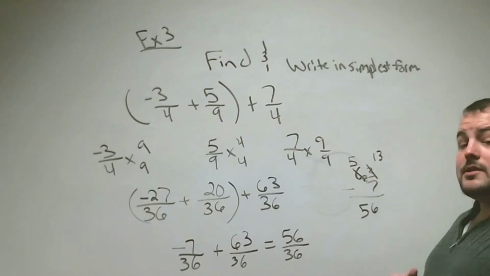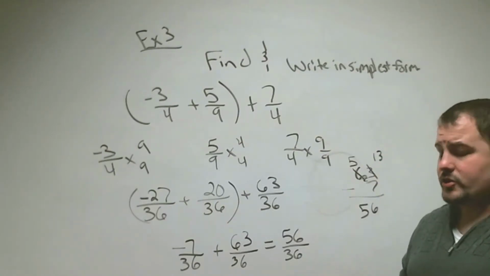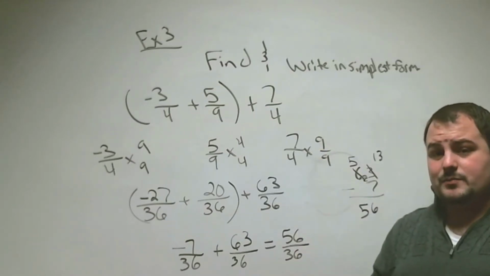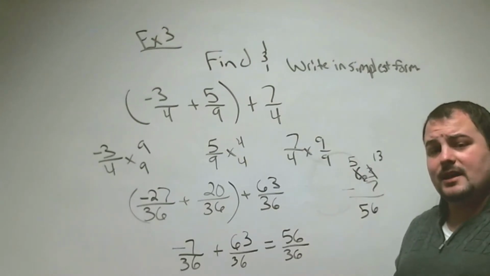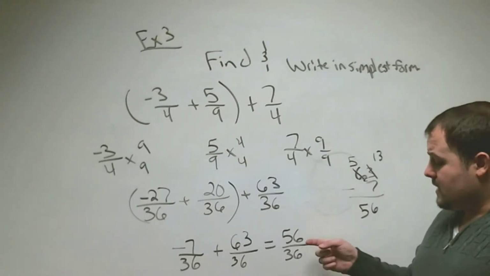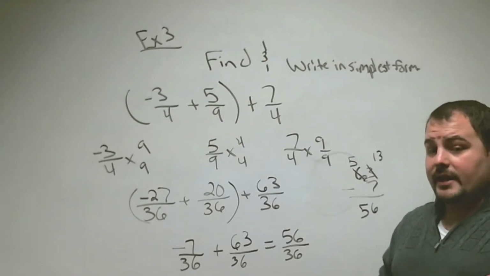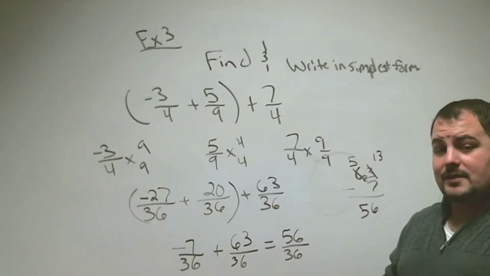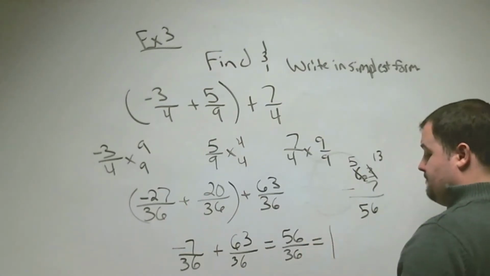Now it says write the answer in simplest form. Simplest form means I cannot have an improper fraction. 56 out of 36 is my answer, but it's improper because the numerator is bigger than the denominator. So what I do is I say, if I have 56, how many times can I take away 36? I can only take away 36 from 56 one time. So the answer is going to be 1.